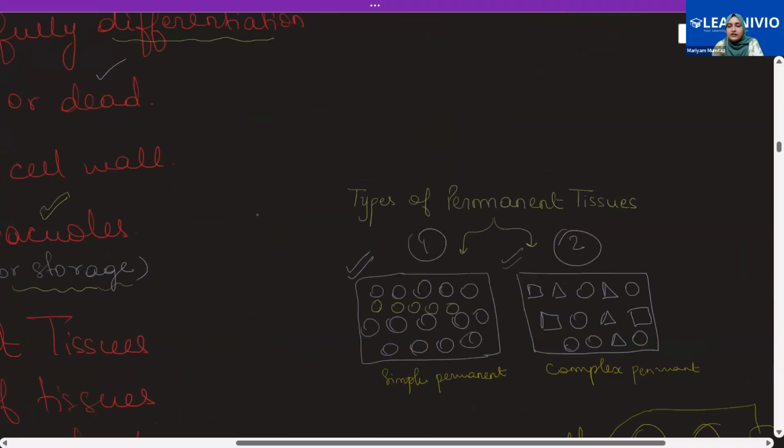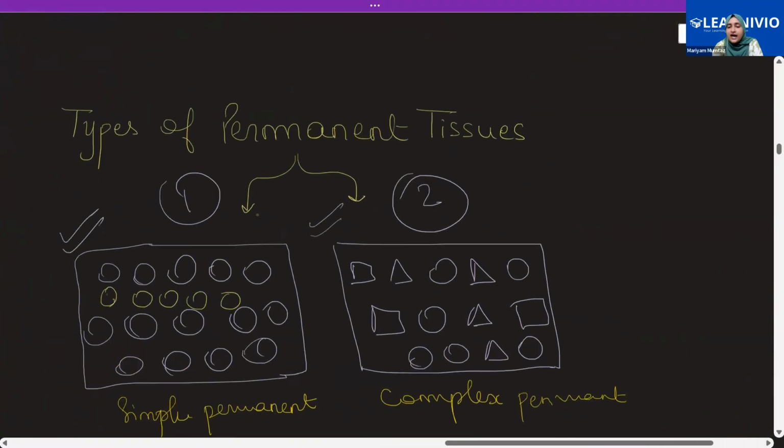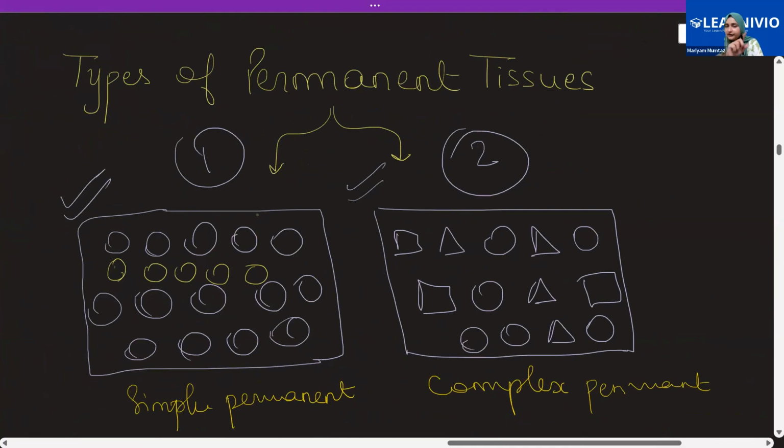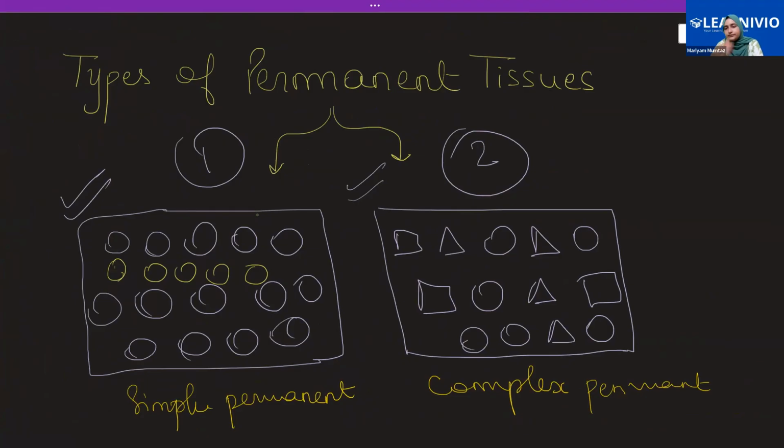Yes, ma'am. Now we're going to see the different types of permanent tissue. If you compare these two images, what is the difference between them? Shape. How would you define the difference between these two, 1 and 2? The first one has a similar kind of shape all around, but in the second one, it has different kinds of shapes and different parts. Yes, exactly. This is the major difference between the two types of permanent tissues.